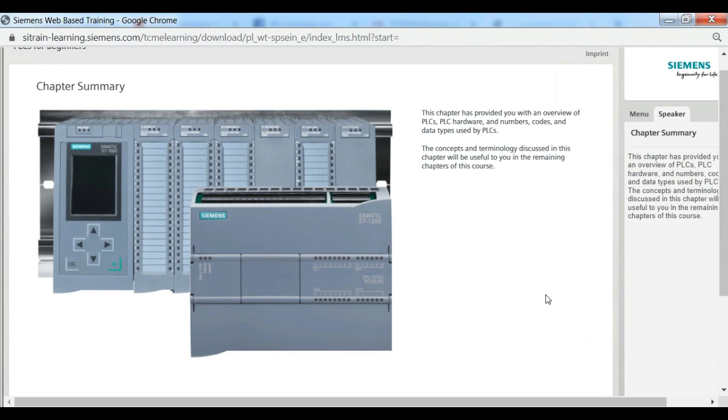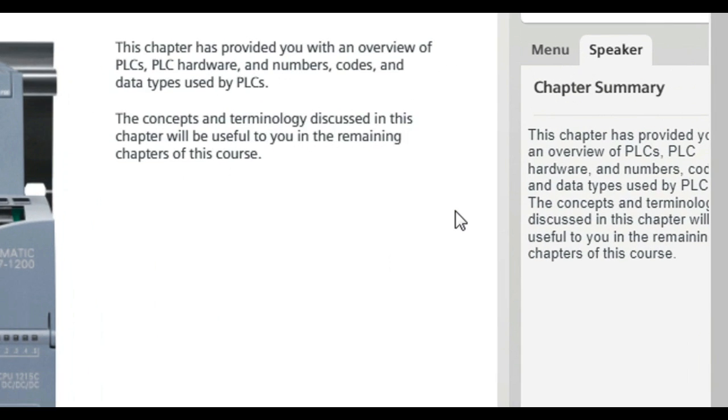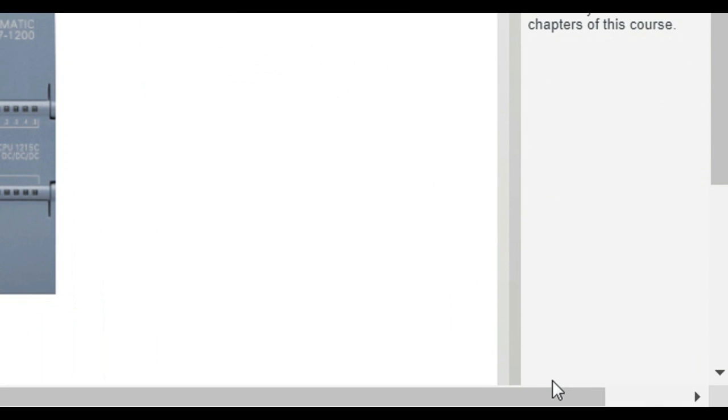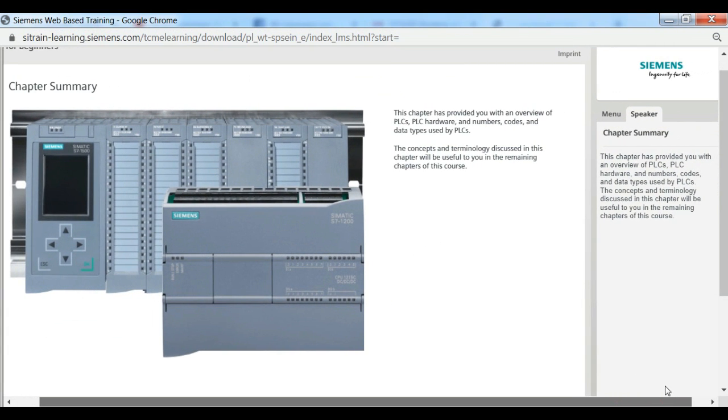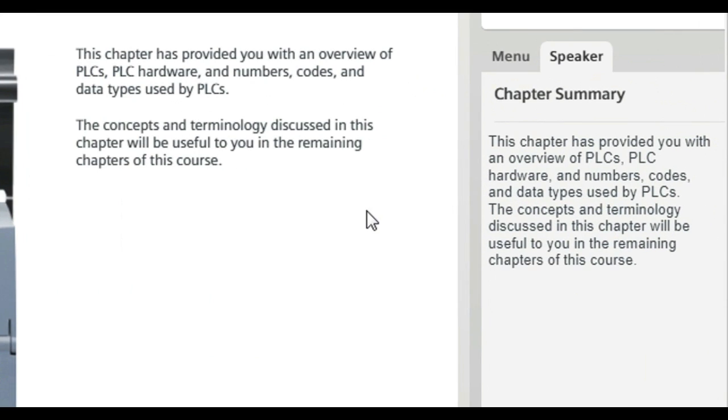This chapter has provided you with an overview of PLCs, PLC hardware, and numbers, codes, and data types used by PLCs. The concepts and terminology discussed in this chapter will be useful to you in the remaining chapters of this course.